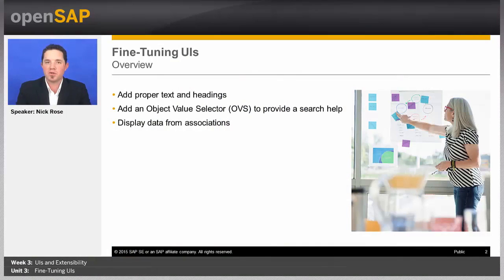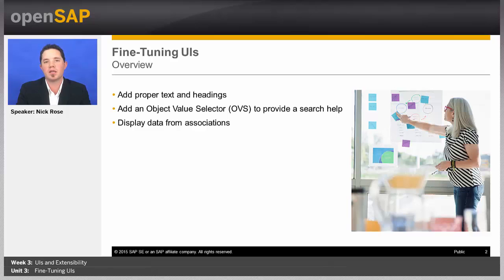What we'll do now is go back into the UI Designer and look at a few different things. One thing is that we'll correct some text and some headings, so we have meaningful headings and clean, proper text. We'll make sure that we add an object value selector, a search help. That way we can select an employee to assign to a particular bonus plan.